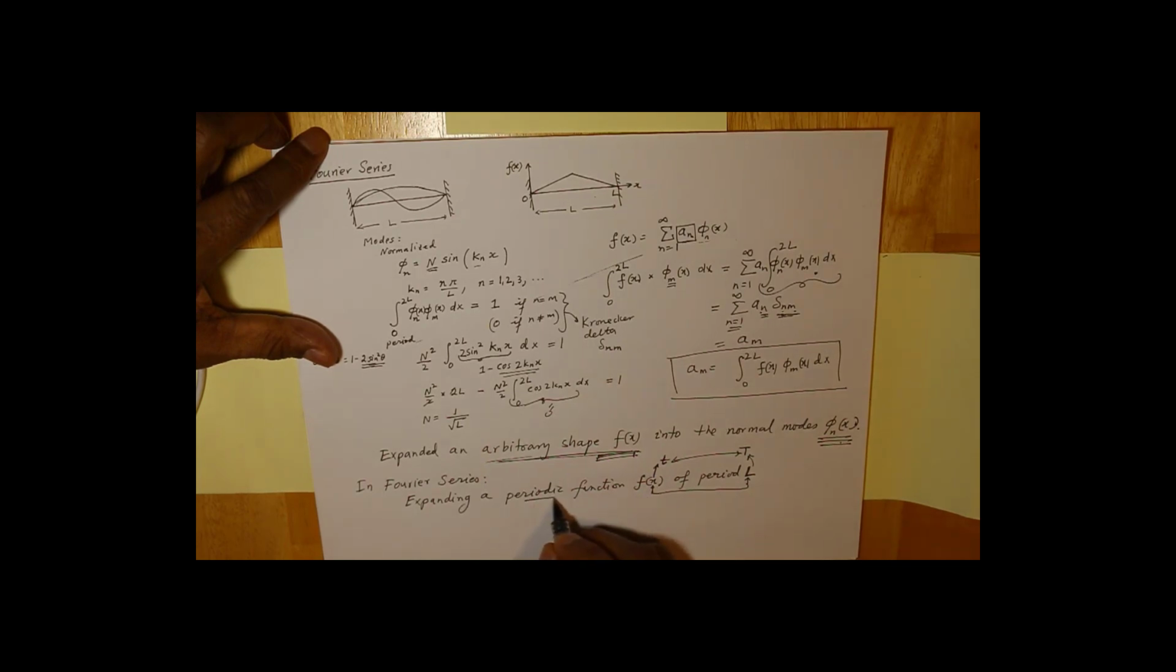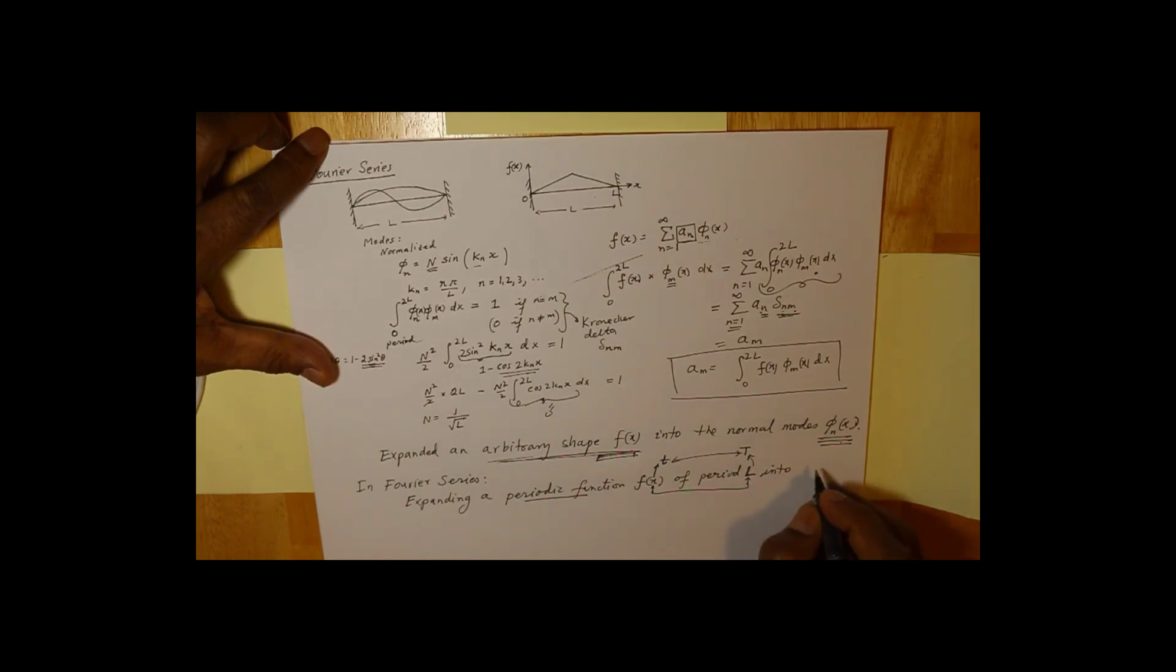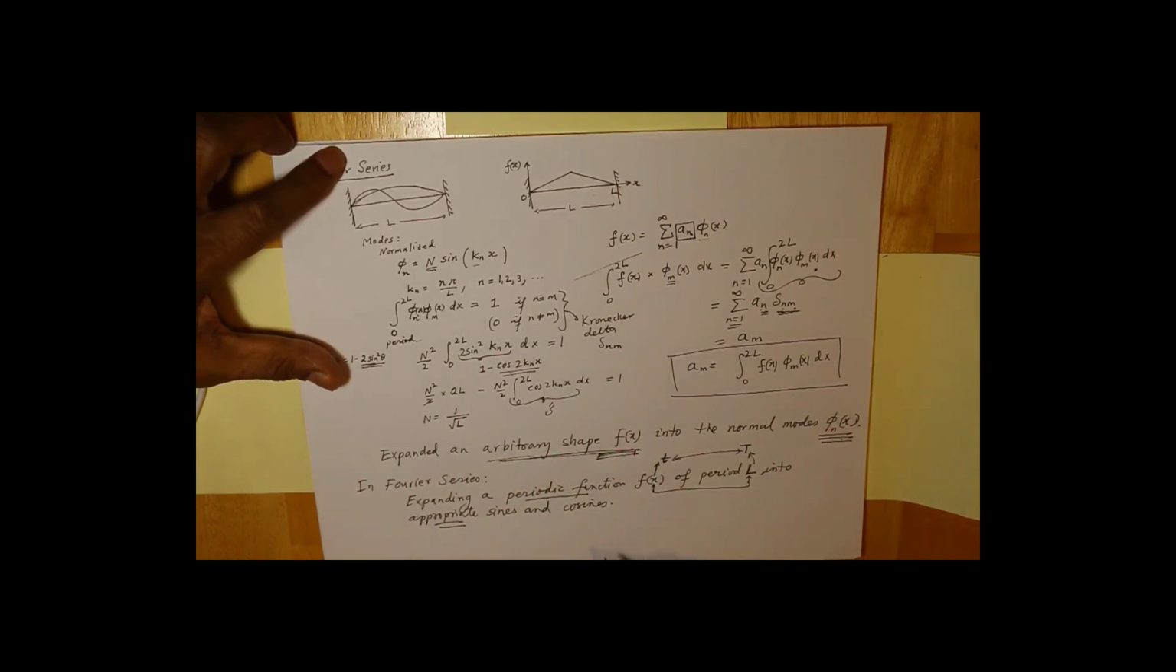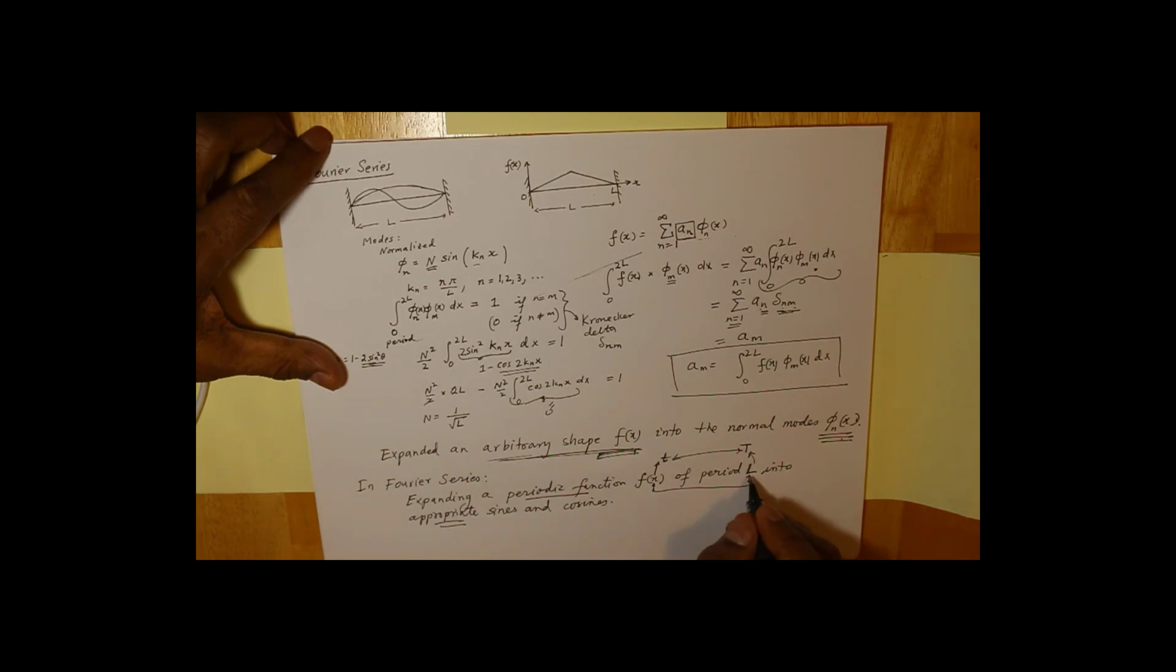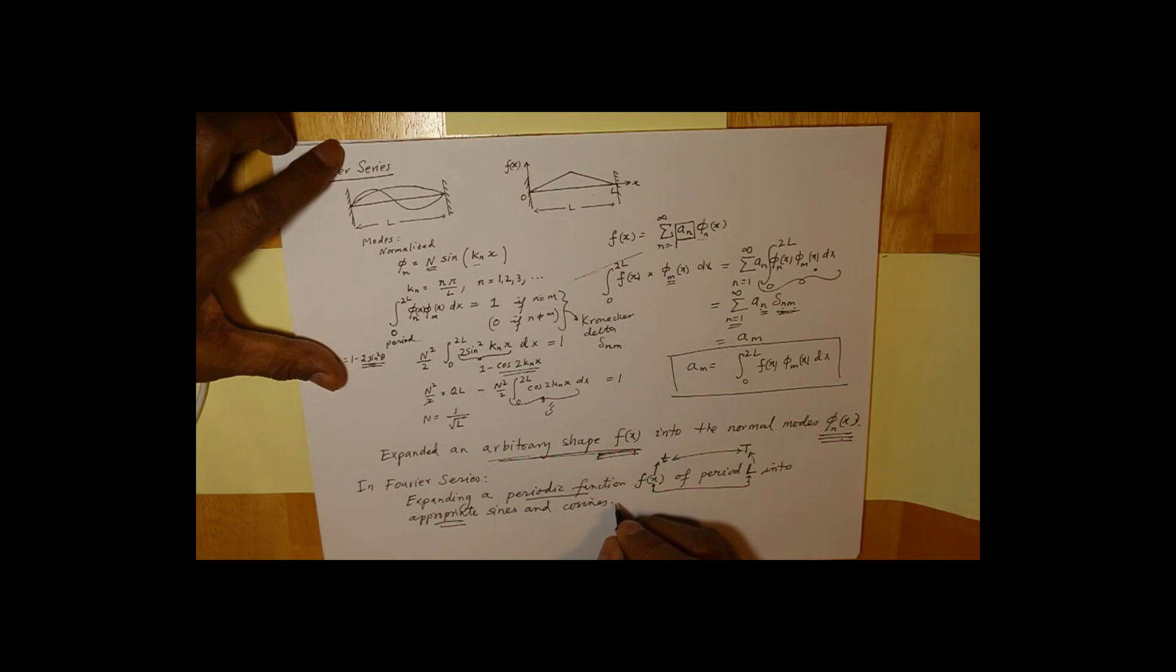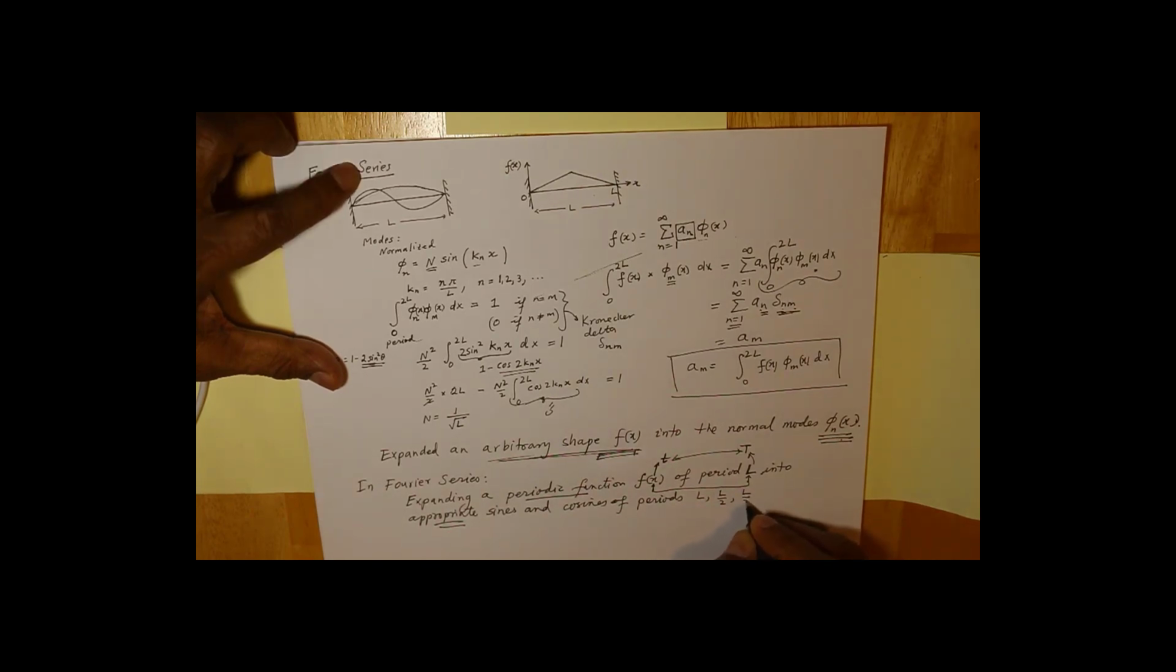So if there's a function which is a periodic function of period L, we want to expand it into appropriate sines and cosines. So what are these appropriate sines and cosines? These sines and cosines have periods which are inverse multiples of this period. So you'll have sines and cosines of periods L, L over 2, L over 3, L over 4, and so on and so forth.